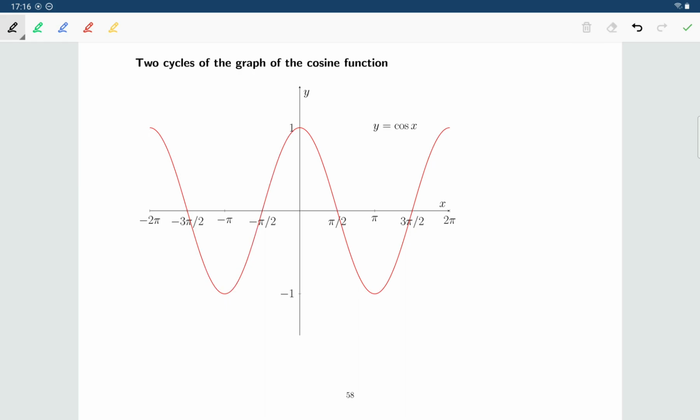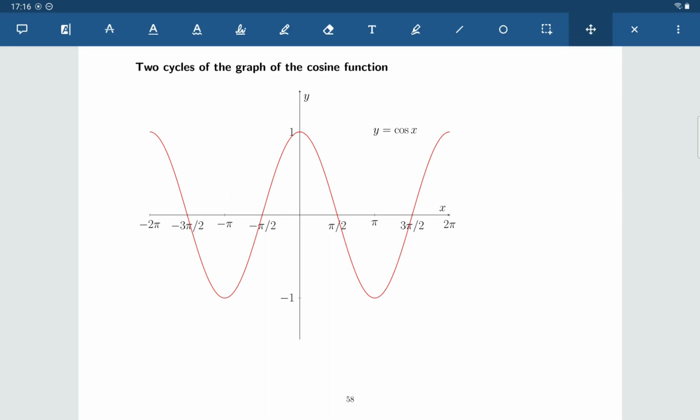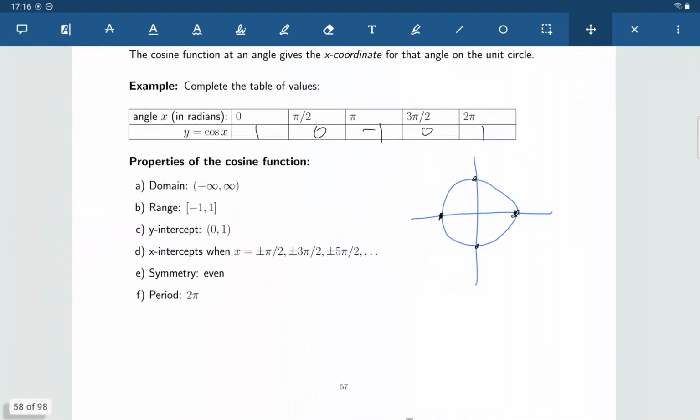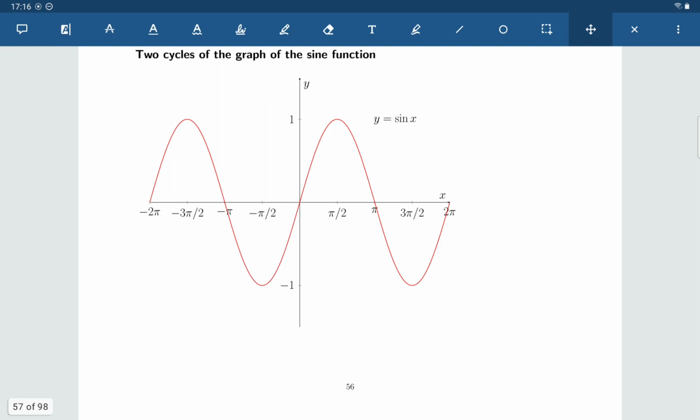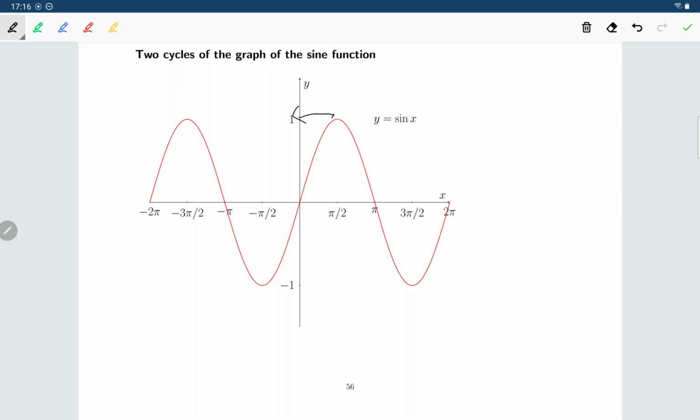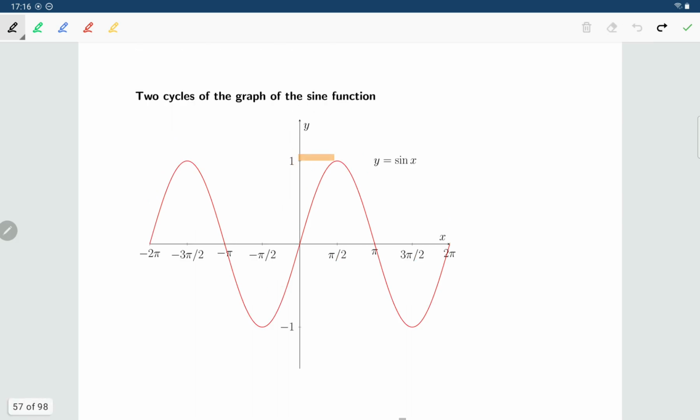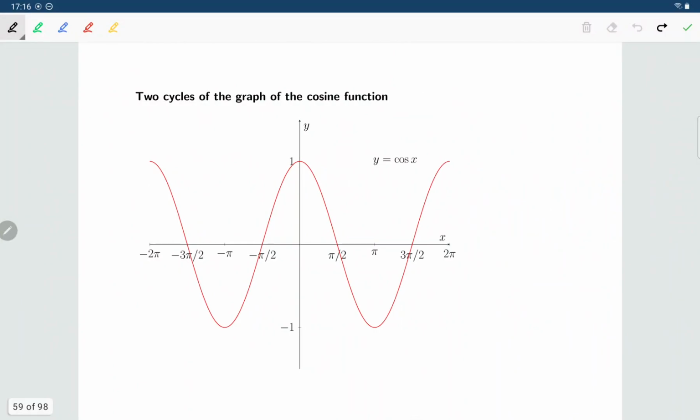And there we go. One thing you might have also noticed is that our cosine function looks similar to our sine function. In fact, if you take your sine function and shift it to the left by pi over 2, that would give you exactly the same graph as the cosine function. So although they are different functions, you can think of their graphs as related to each other. The cosine function has the same kind of shape as the sine function, it's just shifted over a little bit from where the sine function is.